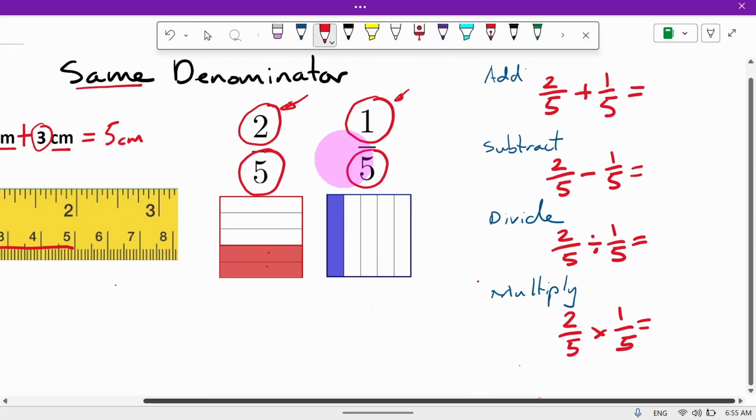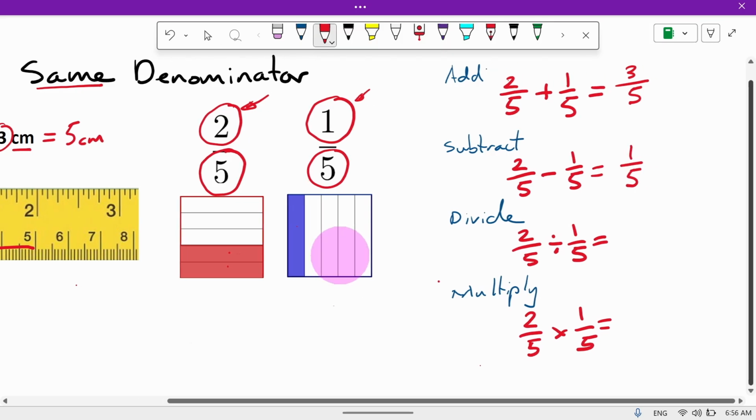So now, because the denominator is the same, we simply add the top values. 2 plus 1 is 3/5. Visually, for subtraction, we have 2 take away 1, which is 1/5.